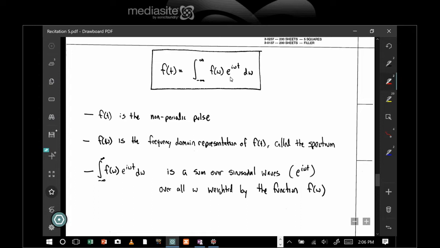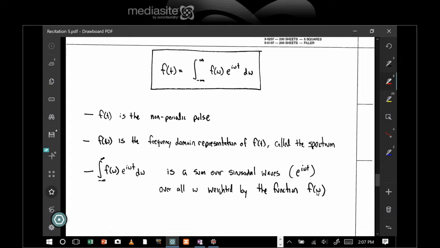And then what is this sum? Well, think about this. This term here is sinusoidal functions of frequency omega. This guy here is a function of omega. So really when I add this, I take this times this and I add up. So this is kind of a weighting function that gives a weight for that omega when I sum up all frequencies. However, when I add them, it's not a discrete sum, it's a continuous sum. So this represents a sum over all sinusoidal waves, e to the i omega t, weighted over all omega by this function here.